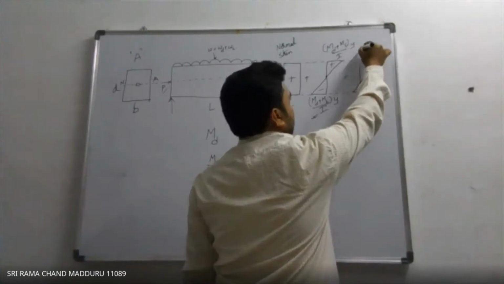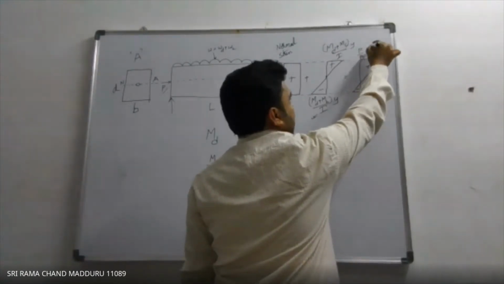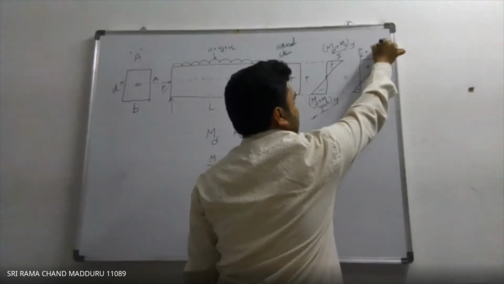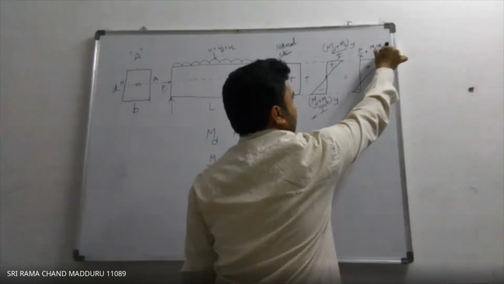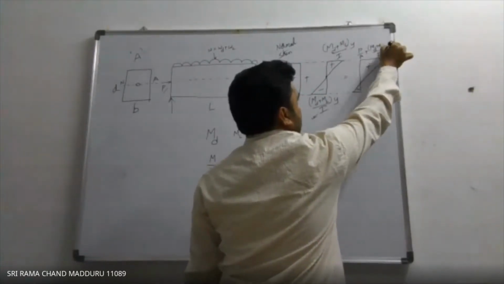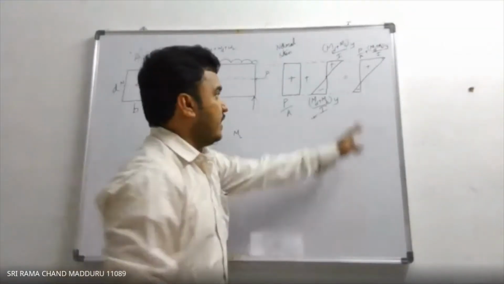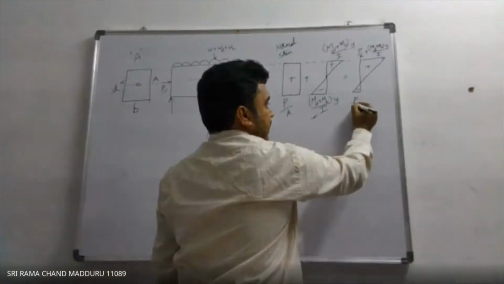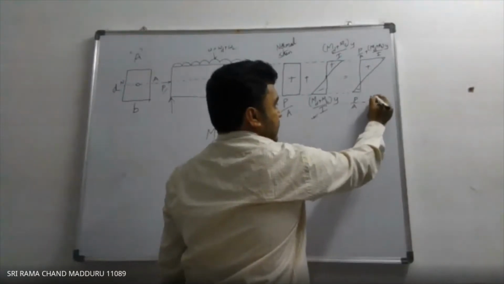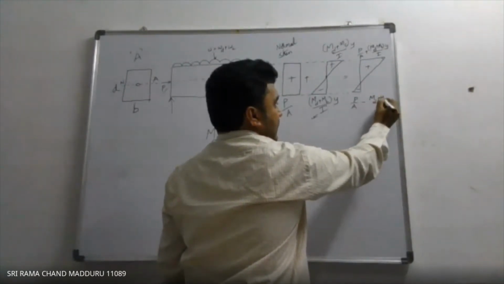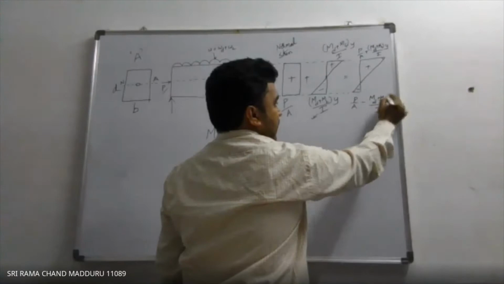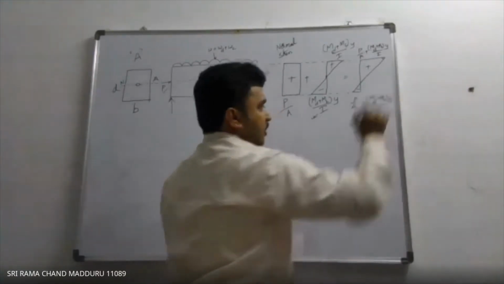And here, P by A plus MD plus ML by I into Y. And here also, P by A minus MD plus ML by I into Y.